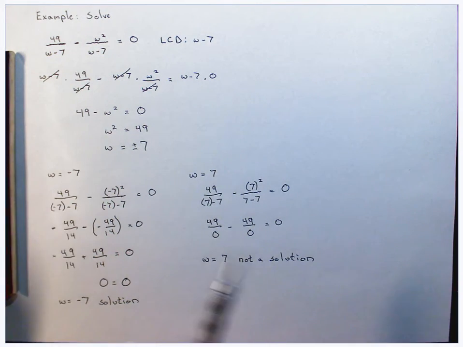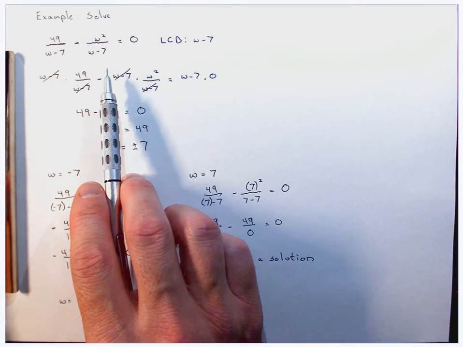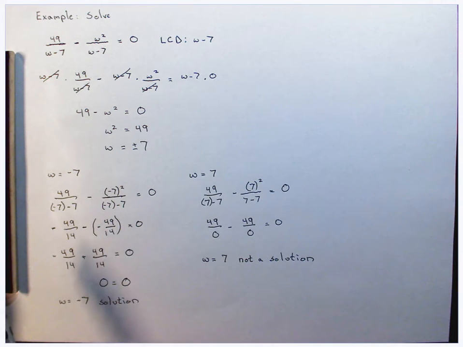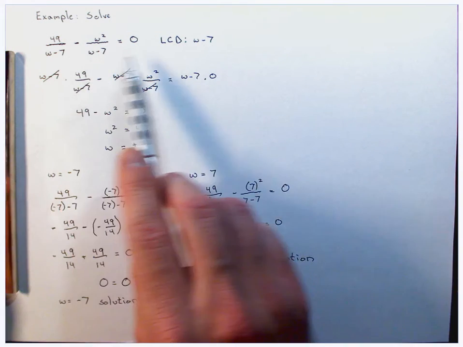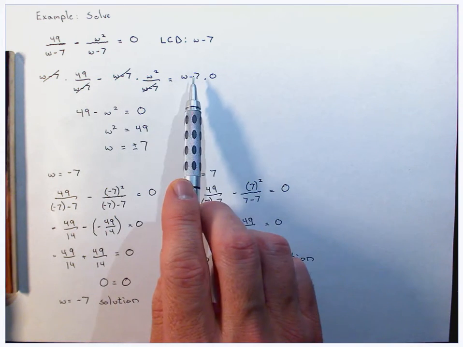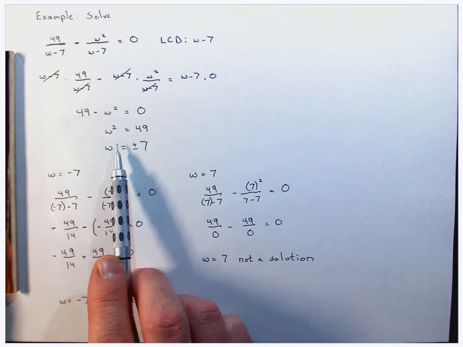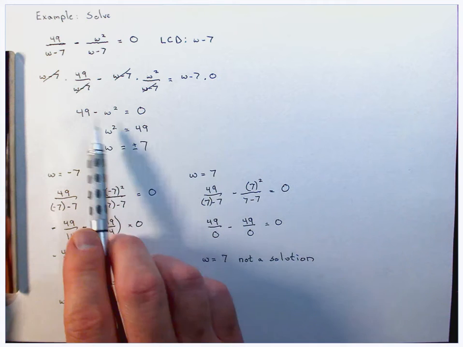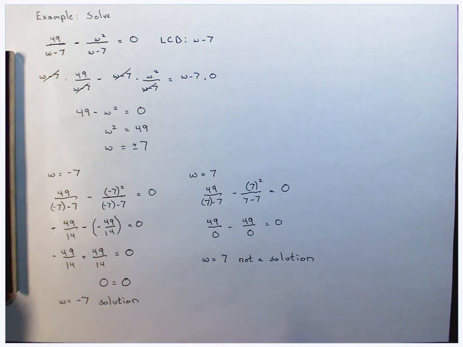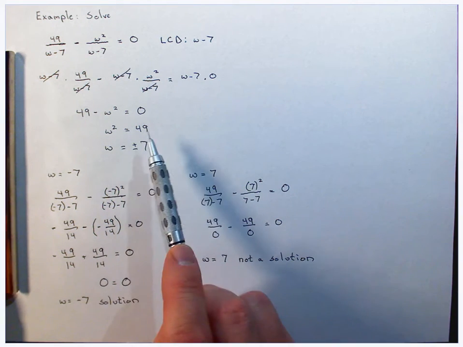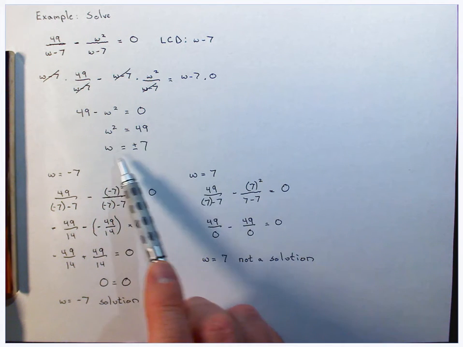Okay, so another example, and you're just to solve. So now I have binomials for my denominator. Well, since they're both the same, that's going to be my least common denominator. I multiply all terms by my least common denominator, and see, they cancel. They're the exact same thing, so they cancel out, and I'm left with 49 minus w squared. I solve, I end up with w is equal to plus or minus 7. Principle of square roots, take the square root of both sides.